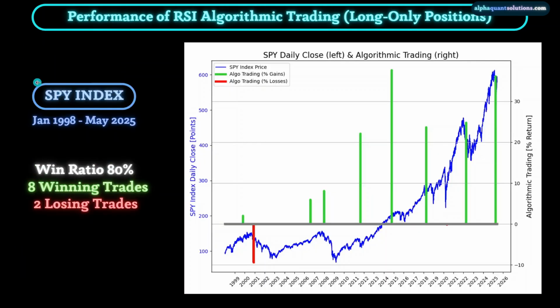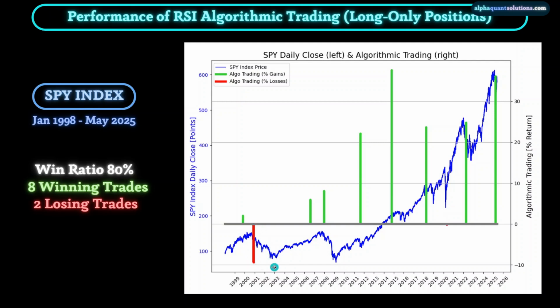The first one is the S&P 500 ETF, also known as the SPY. The time period is going to be slightly longer, between January 1998 and May 2025. In this case, we have 10 trades, and 8 of them are winning trades. So again, a win ratio of 80%. That's really a coincidence with the previous win ratio of the Nasdaq. And the red one shows the losing trade.